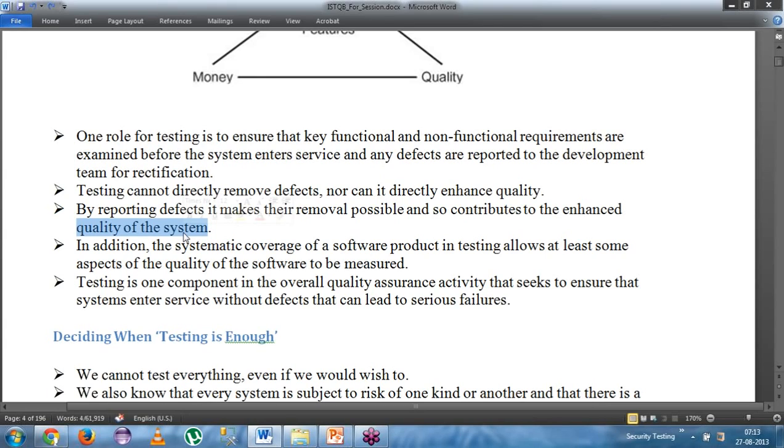So we are trying to enhance the quality of the system. Unless the other parameters are taken care of, your design, your requirements, and your coding, and unless enough testing is done, our product is definitely not safe.